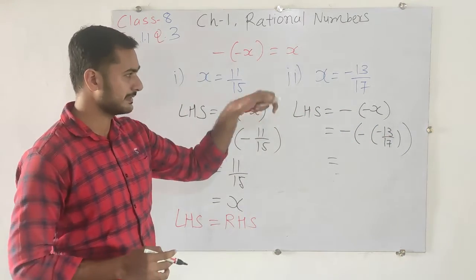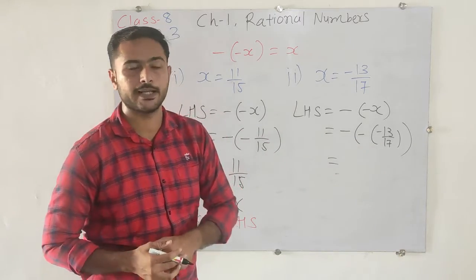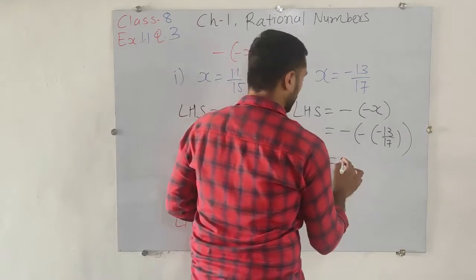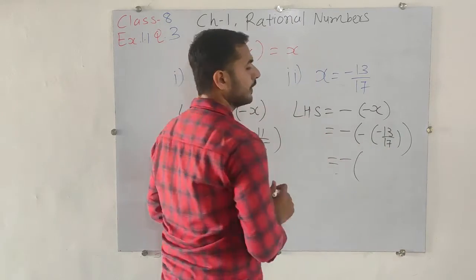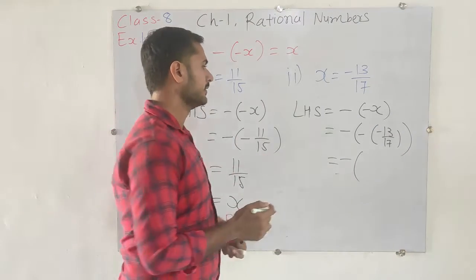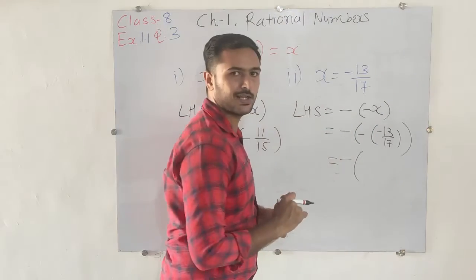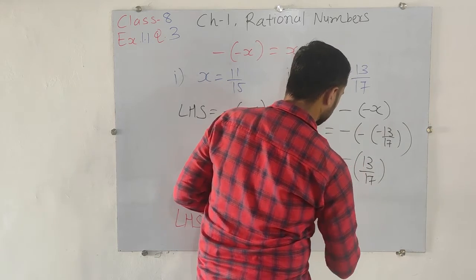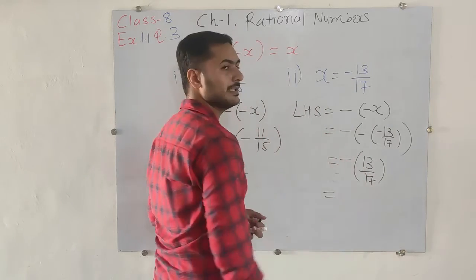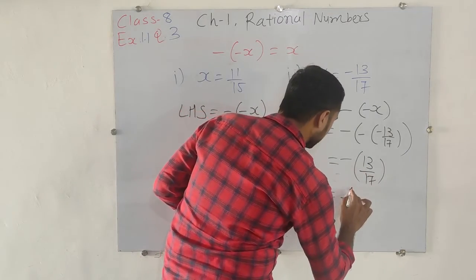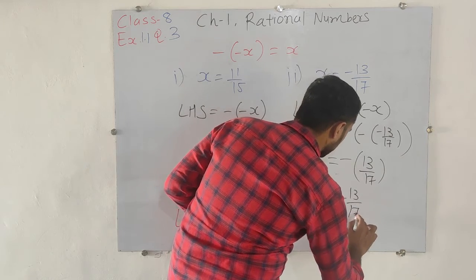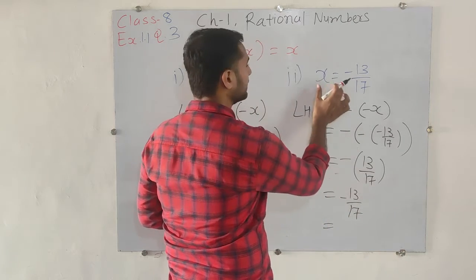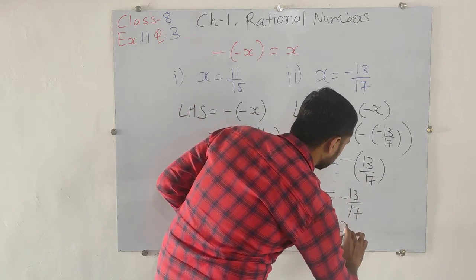Okay, because x is minus 13 upon 17, that's why I just wrote it in the bracket. Now open the bracket. First of all, we will open the inner one. So that is minus minus plus, so 13 by 17. Plus 13 by 17. Now again, minus plus minus, so it will be minus 13 by 17. What is minus 13 by 17? That is x.